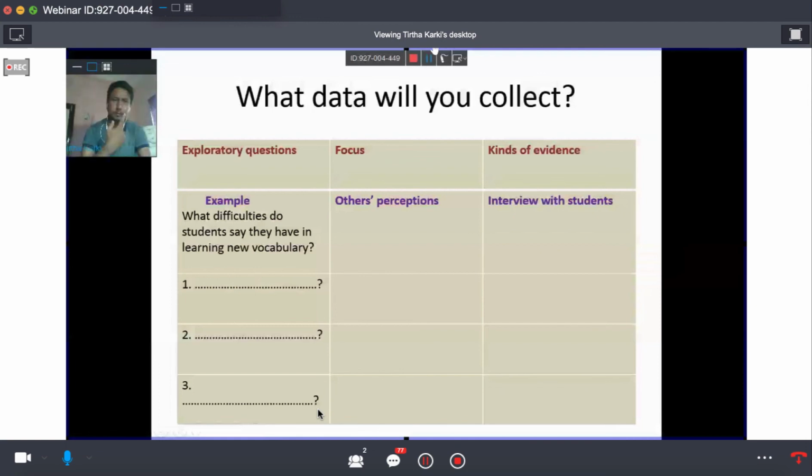And it also leads us to find the potential strategies or research instruments which we can employ to address or to explore those issues which we have raised in just exploratory questions.